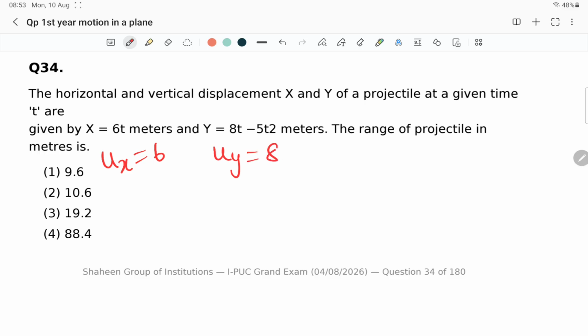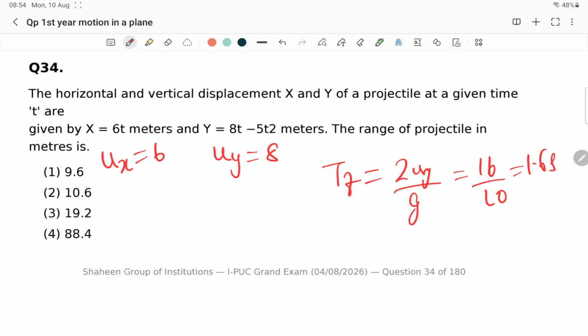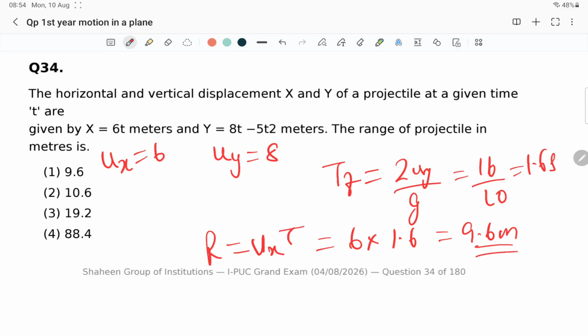Yes, from the equations. And time of flight is 2 times uy by g, you put, that is 16 by 10, 1.6 seconds. R is ux into time of flight, so ux is how much? 6 into 1.6, answer 9.6 meter. So you use the standard equations that I had given, and you can get the answer. Okay, now let's move to the next one.